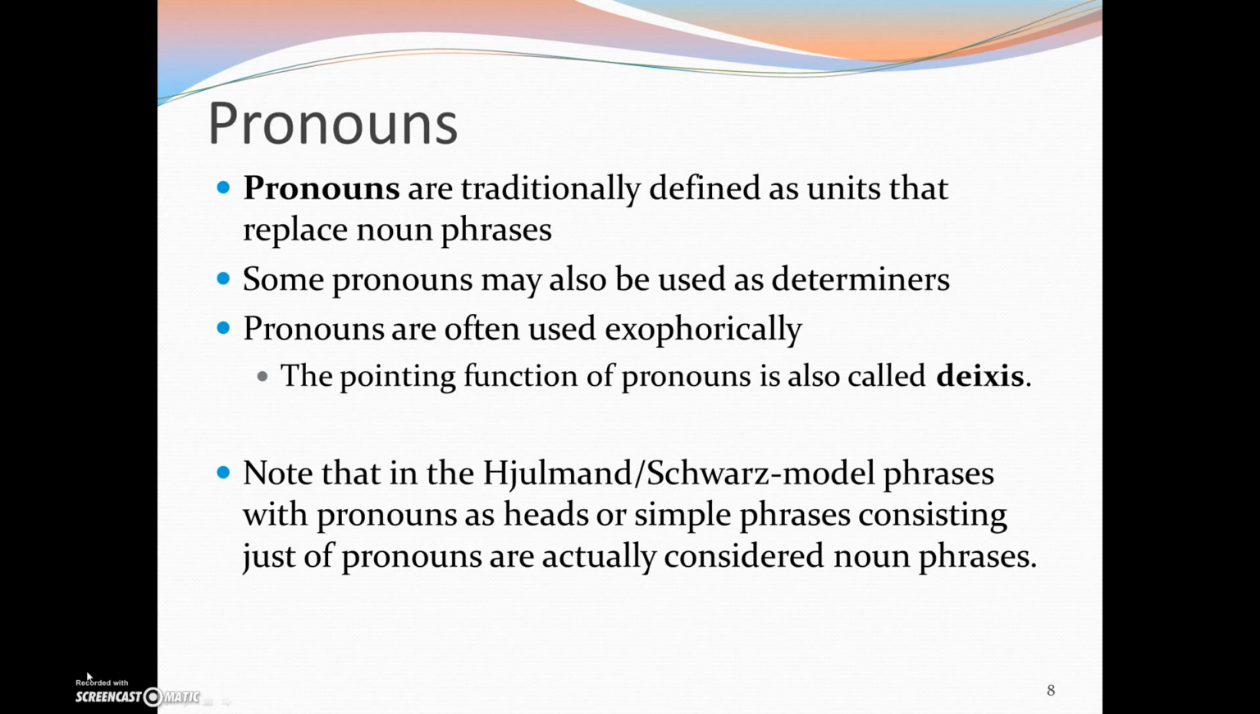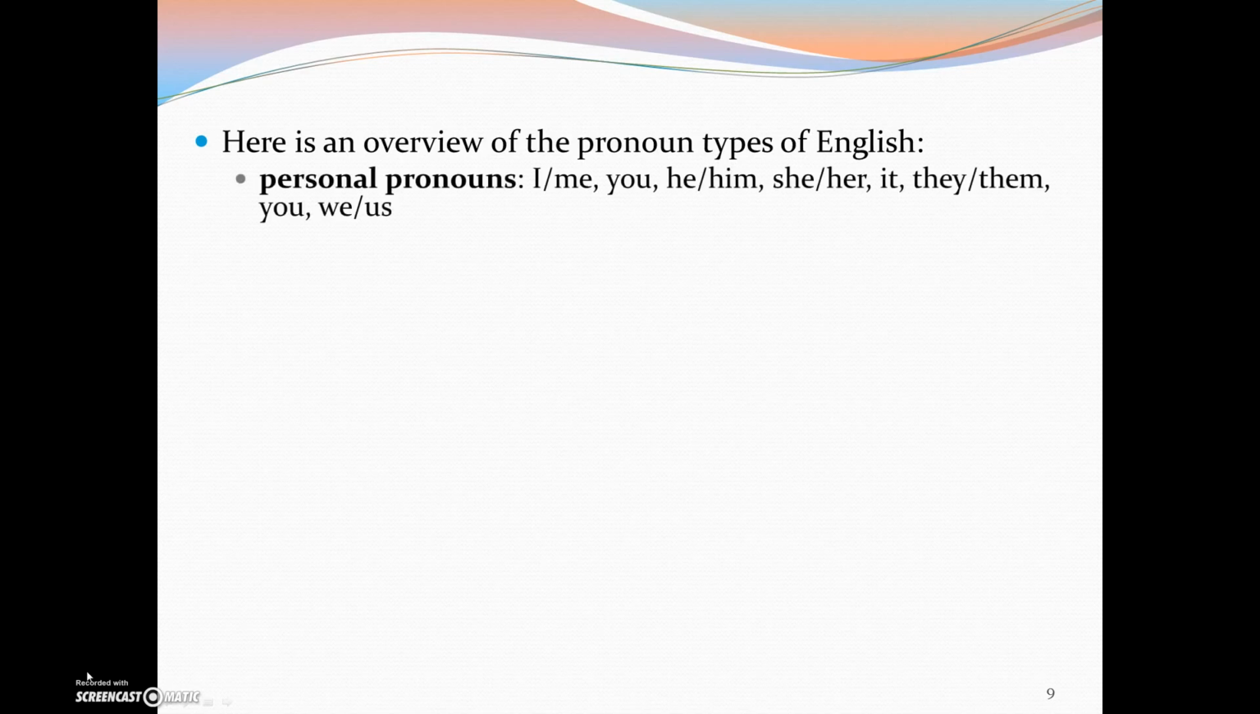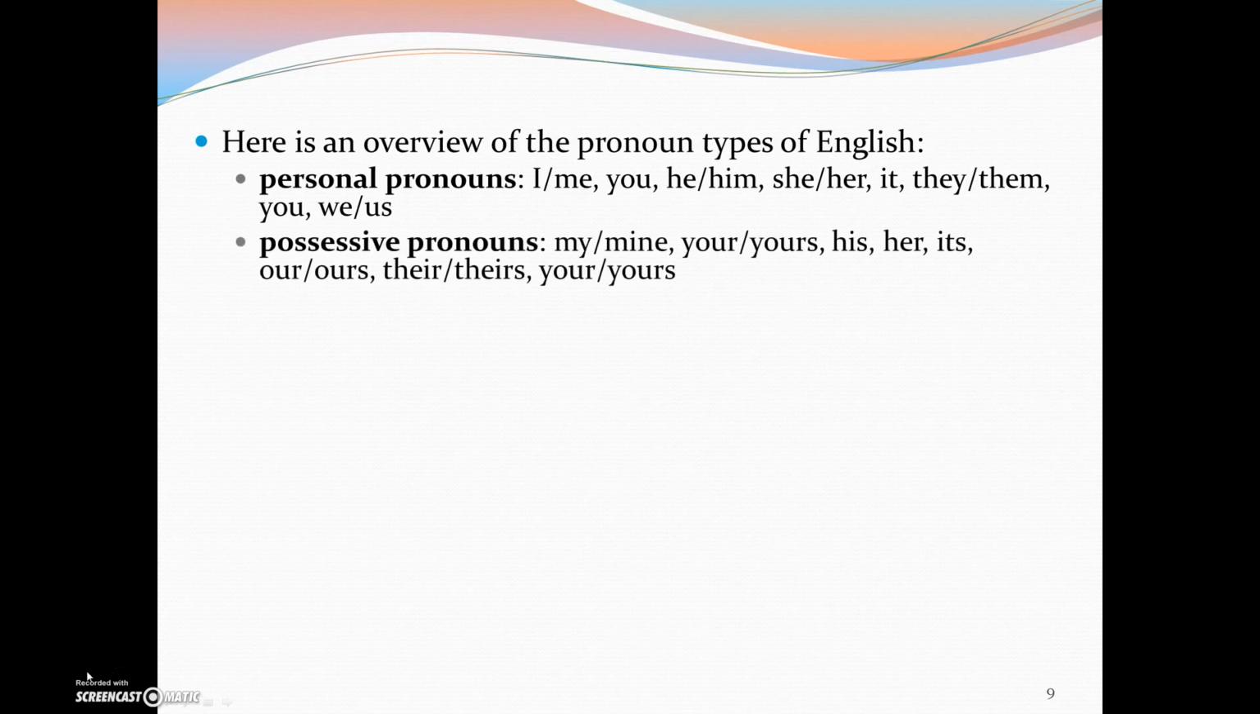Now you should note that in our book, in the Ullmann-Schwarz model, phrases with pronouns as heads or simple phrases consisting just of pronouns are considered noun phrases, and that's why we're also discussing pronouns today. So here is an overview of the pronoun types of English. So obviously we have personal pronouns, and here we have some examples. We also have possessive pronouns, so here we have the genitive, all right, where you're describing possession of sorts.